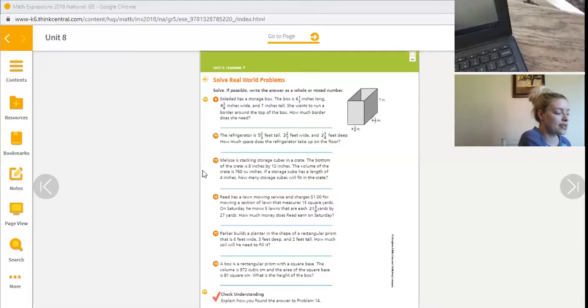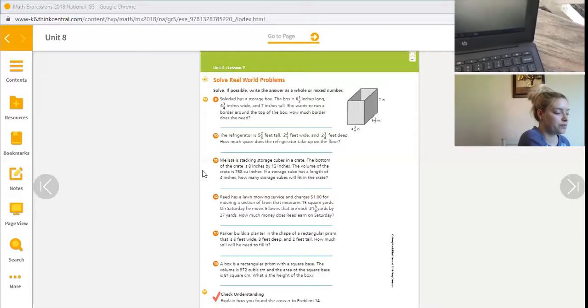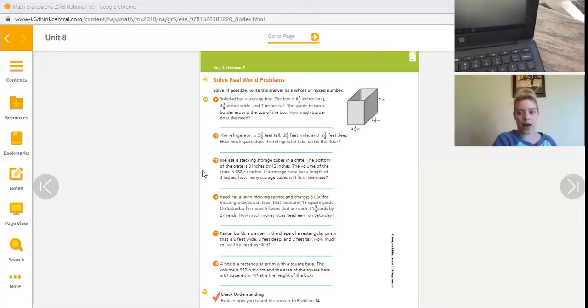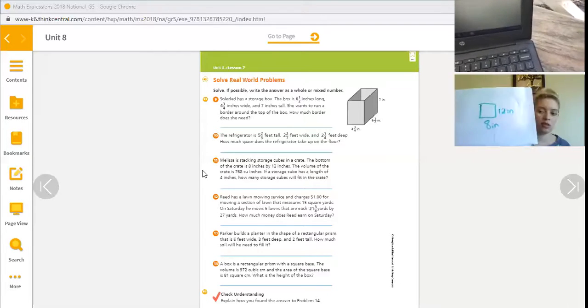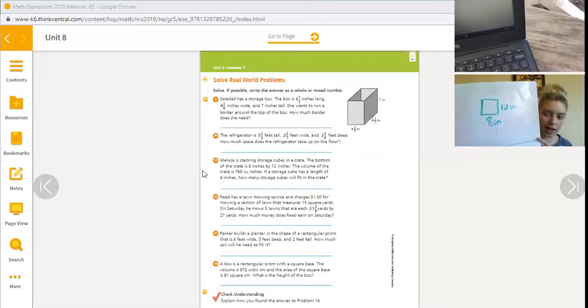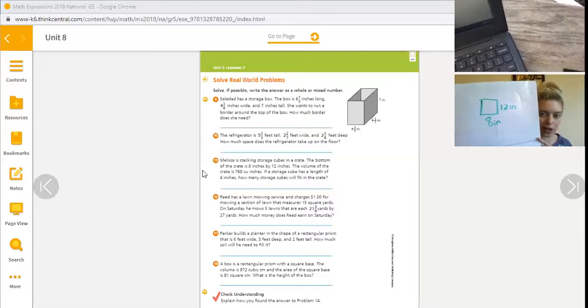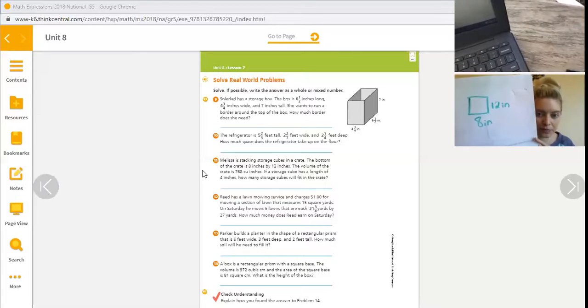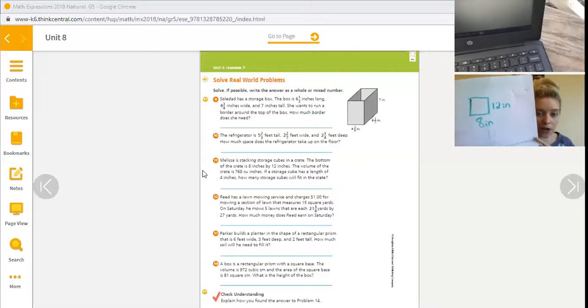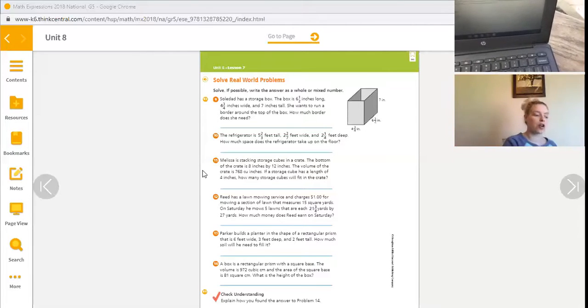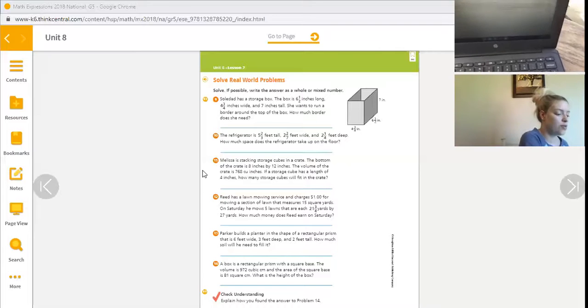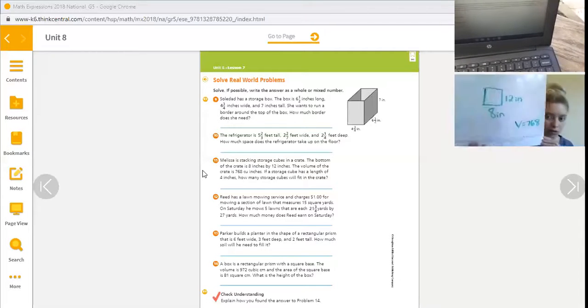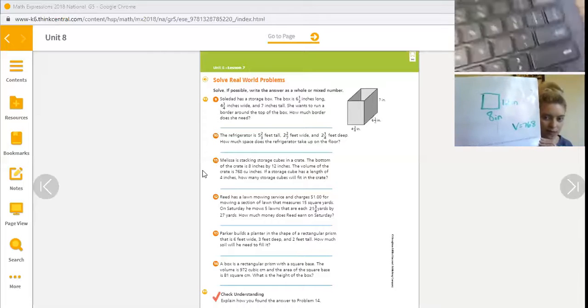So for some of these, it's going to be best if you just draw a picture. So the bottom of her crate is going to be 8 inches by 12 inches. That's the bottom of her crate. The volume of the crate is 768 cubic inches. Okay, so we know our volume. Our volume equals 768. Okay, so our volume equals 768.